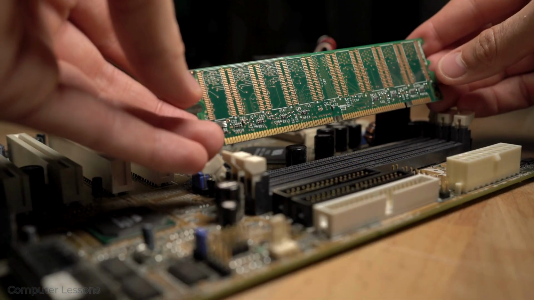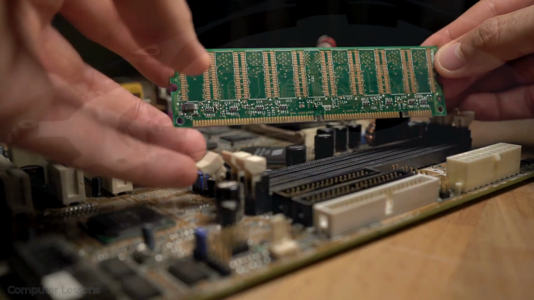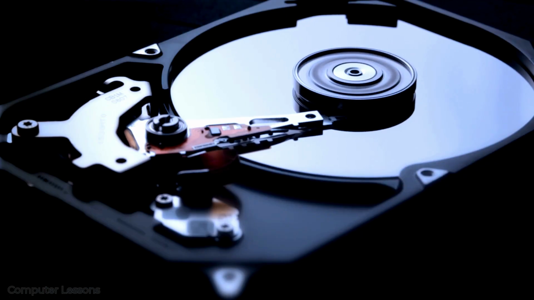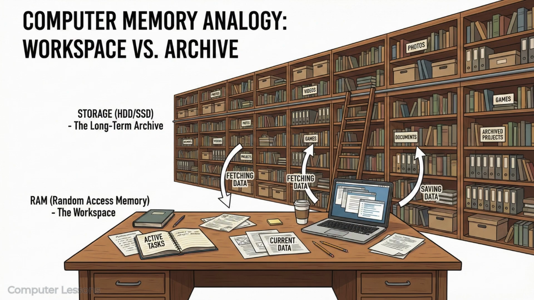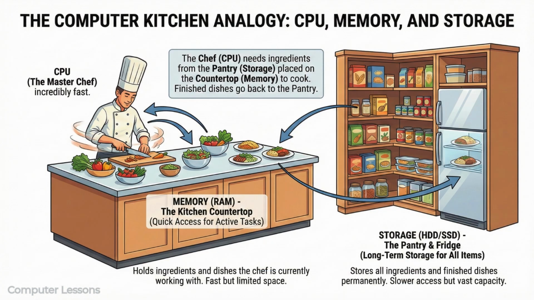This brings us to the next crucial components: memory and storage. People often confuse memory and storage, but they are very different. Let's go back to our kitchen analogy. RAM, or random access memory, is the chef's cutting board or the countertop. It is super fast, but it has limited space. When you open a program, the computer moves that data from the slow storage, the pantry, to the fast RAM, the countertop, so the CPU, the chef, can work on it instantly.